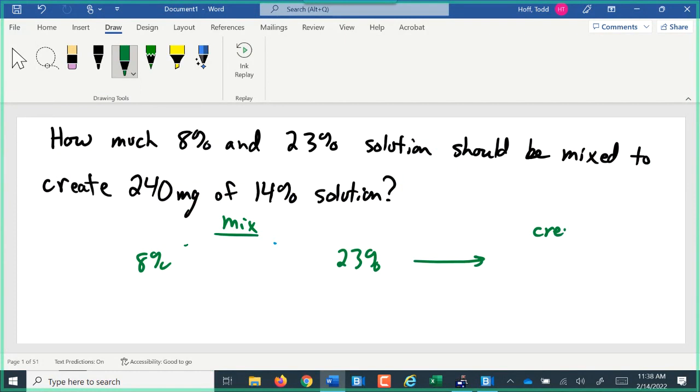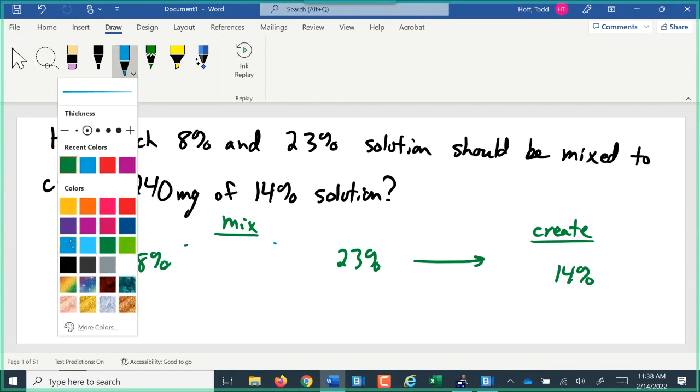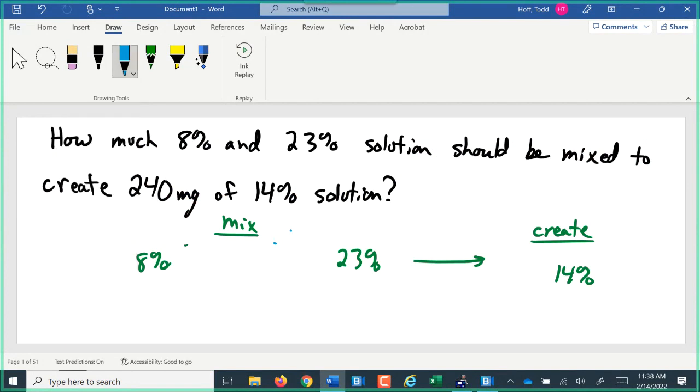And what we are trying to create, or what we want, is a 14% solution. Then we need to look at the things that are conserved or preserved. The total volume, total mass, is something that stays constant. So looking here, we have 240 milligrams of the 14% that we're going to create. This is going to be an equation here. It's going to have an equal sign.